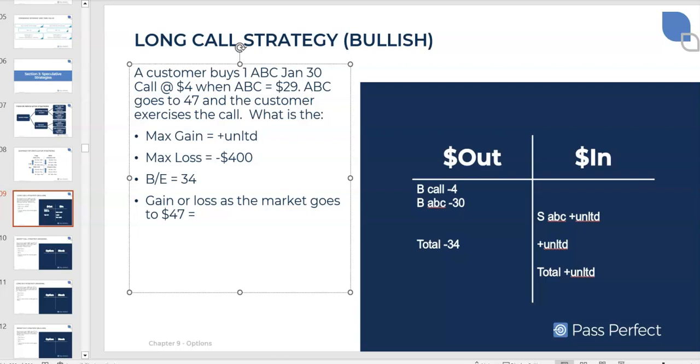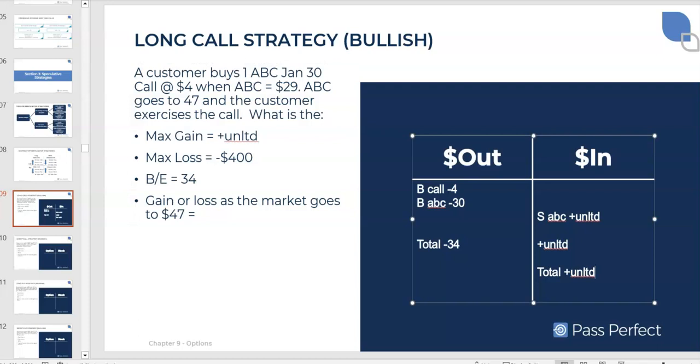All right, now let's take our profit and loss scenario. So we're here so far. The customer exercised the call, right? It went to $47. Exercised the call and bought it for $30. Now the test question will usually say that the customer then sold ABC stock at the current market price, which is of course 47.